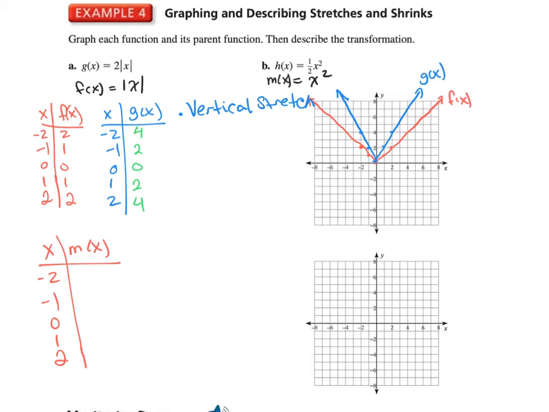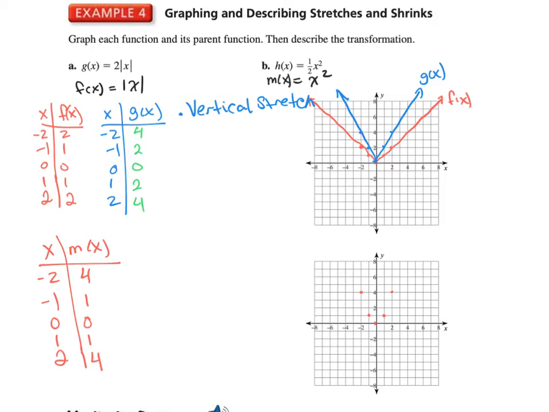So -2 squared is 4. -1 squared is 1. 0 squared is 0. 1 squared is 1. 2 squared is 4. Let's graph that one. So -2, positive 4, negative 1, 1, 0, 0, 1, 1, 2, 4.